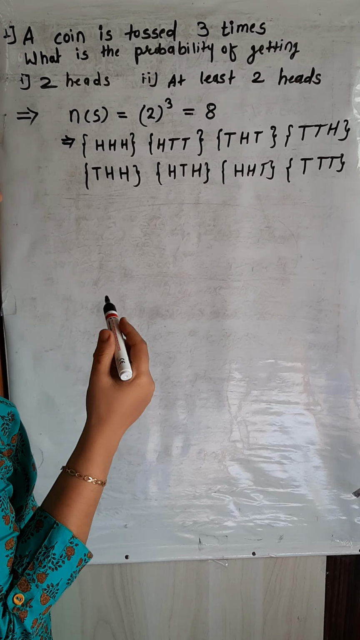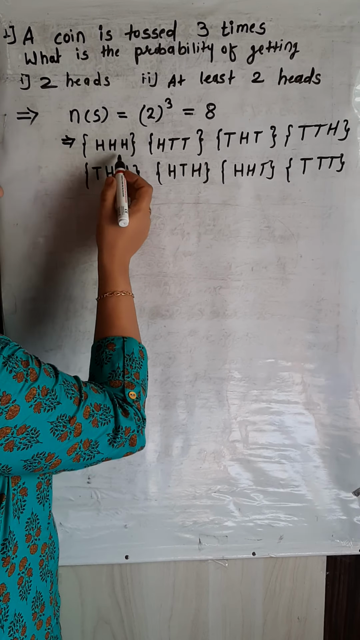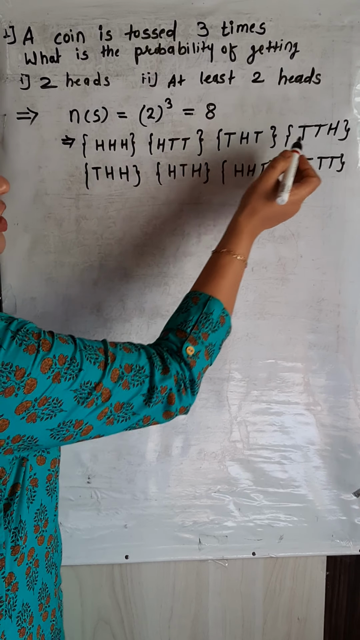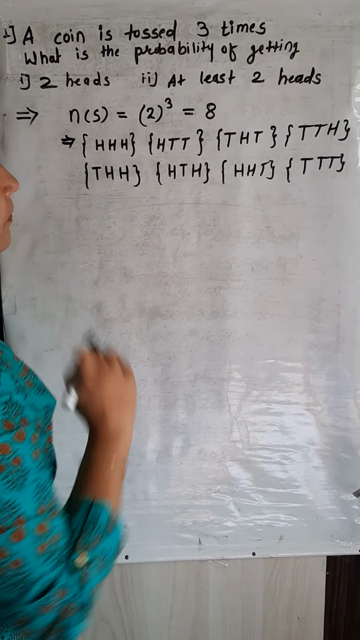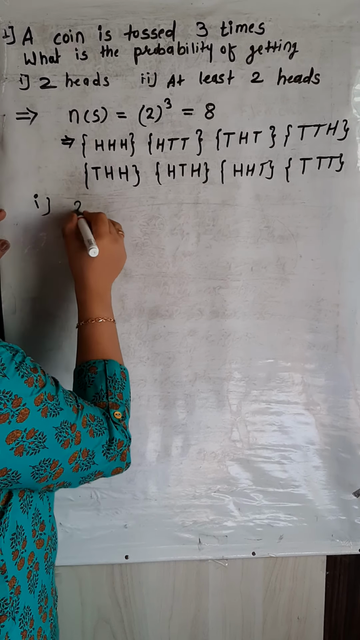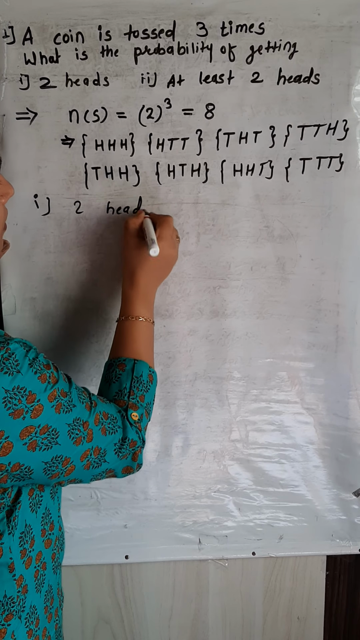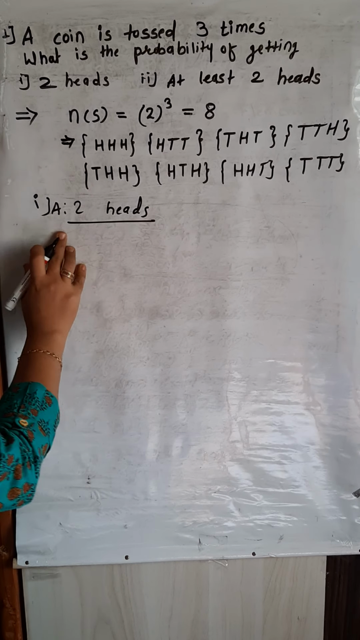Right, now what will be the outcomes in this sample space? So we'll write that will be triple H, HTT, THT, TTH, THH, HTH, HHT and TTT. Right, so first is what? We need to find probability of 2 heads. So this is your event A, where we need to find probability of 2 heads.